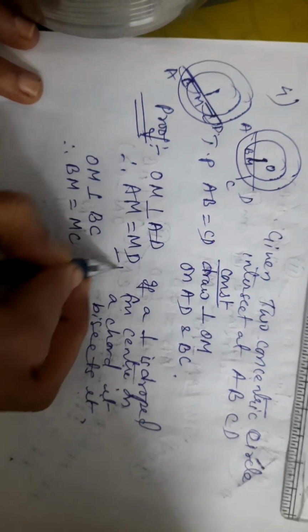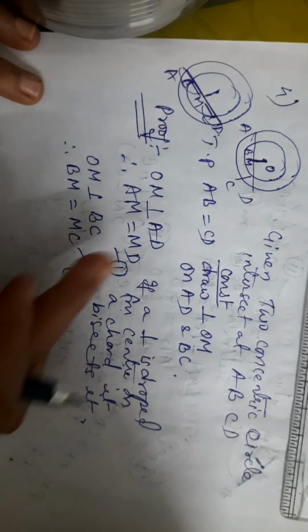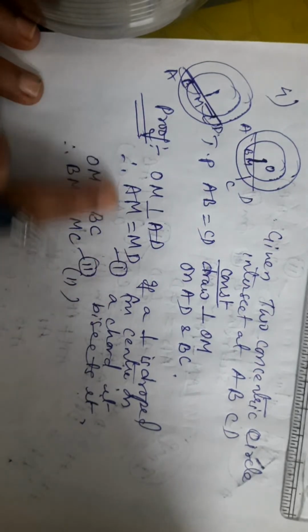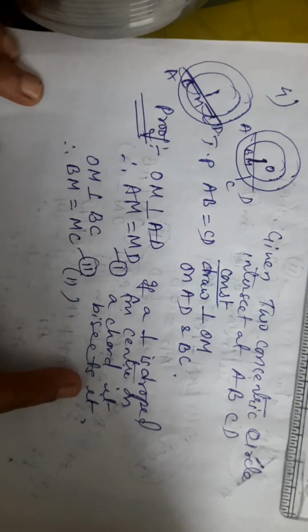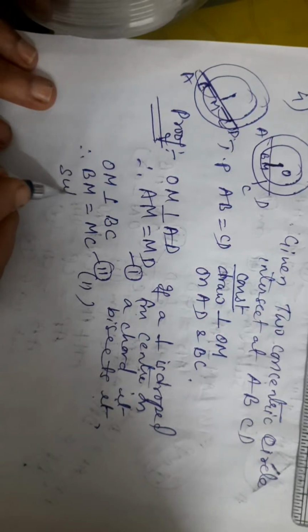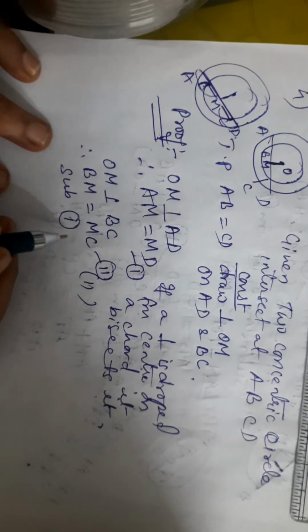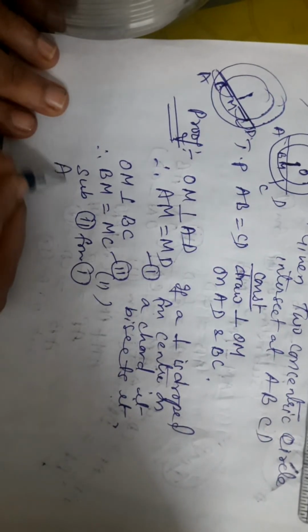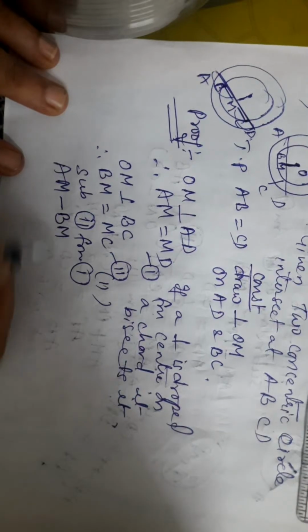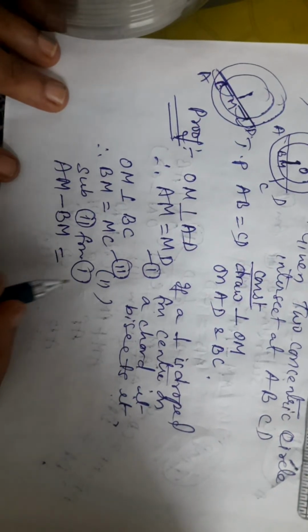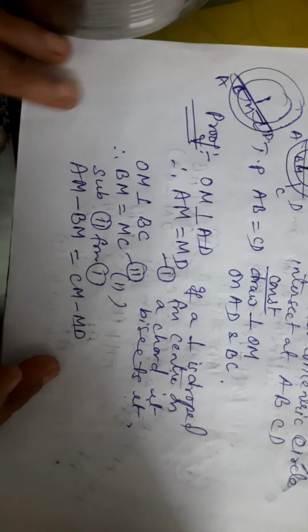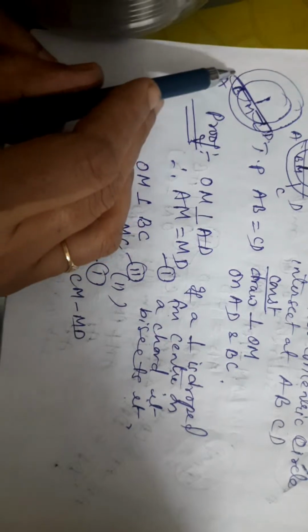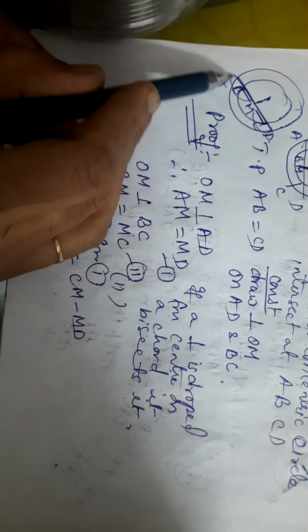Now let this be the first equation and this be the second equation. Now we need to subtract both. AM is the bigger part. If I subtract equation 2 from 1, we'll come across the result. Now subtracting 2 from 1, here AM minus BM is equal to CM minus MD.